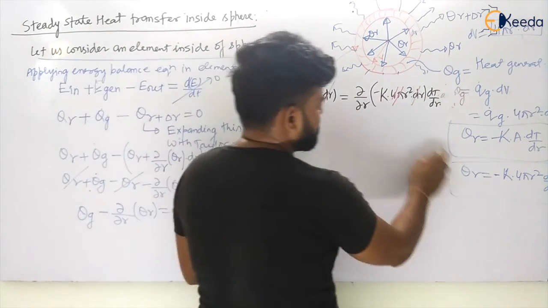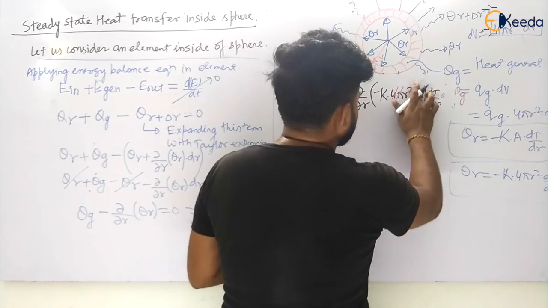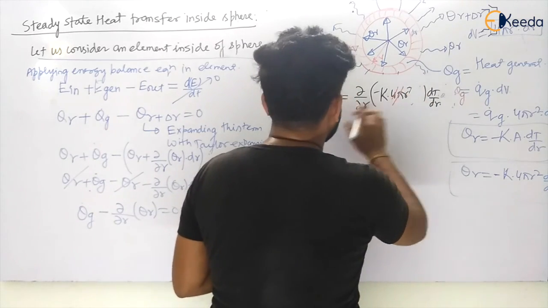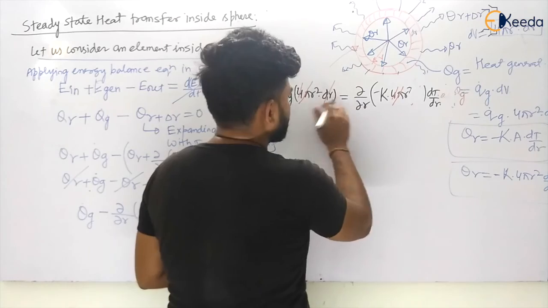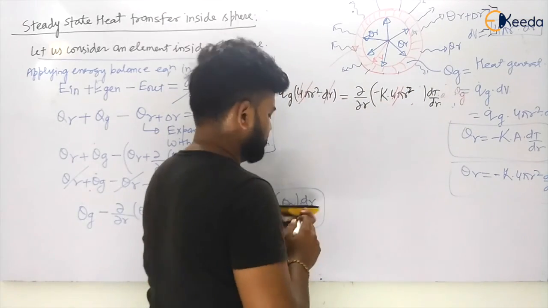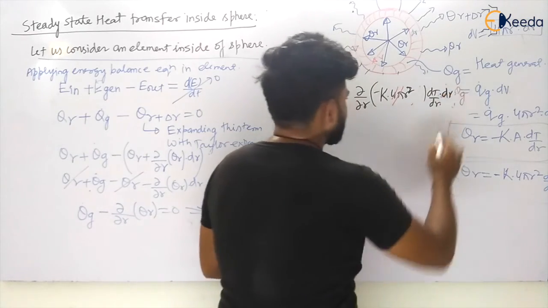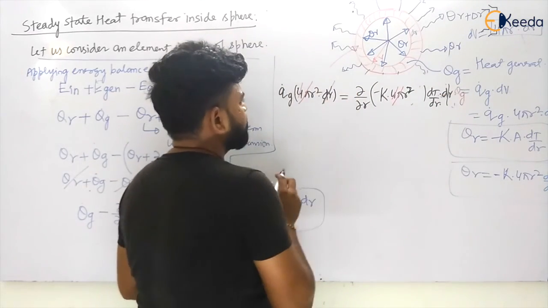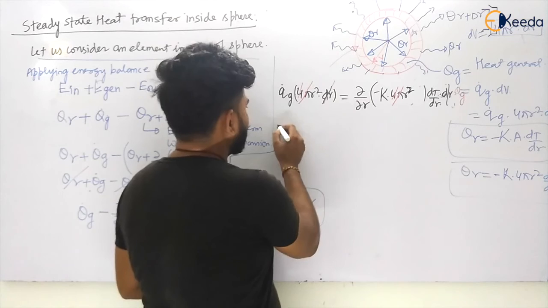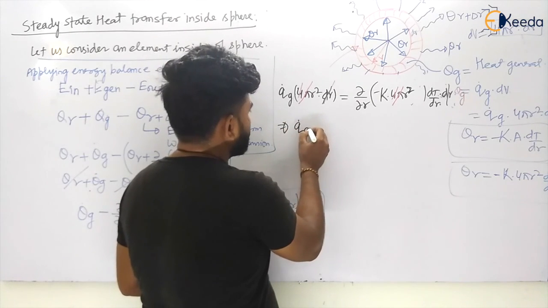So this is your, this value I have taken wrong. This is not dr here, that is 4 pi r square and that is 4 pi r square into dr. Okay, now it is correct. So this will become dt by dr into dr. So dr can go. Okay, 4 pi can go. So what I will be left with, I will be left with Q generated.